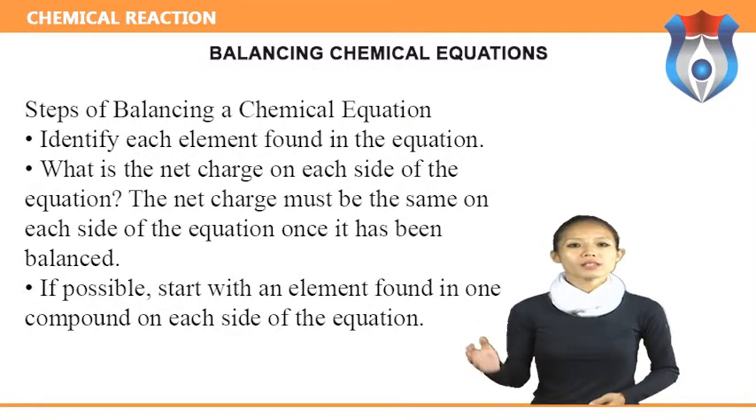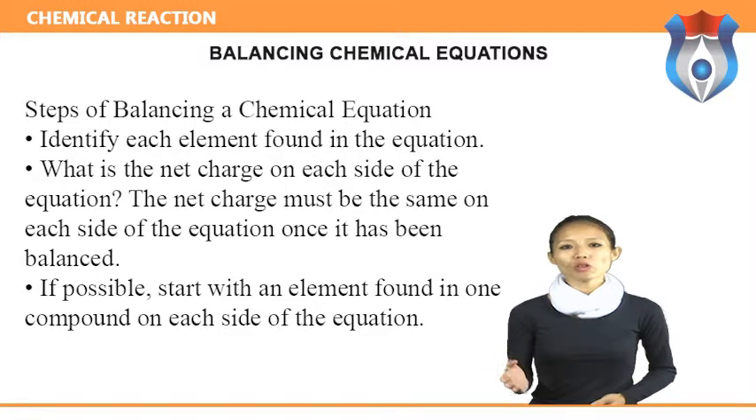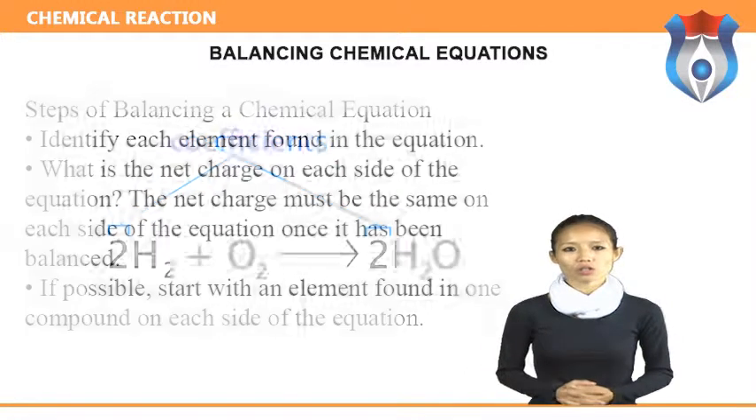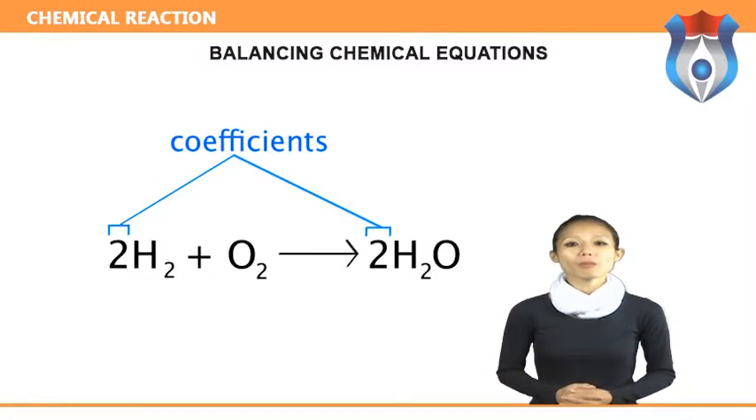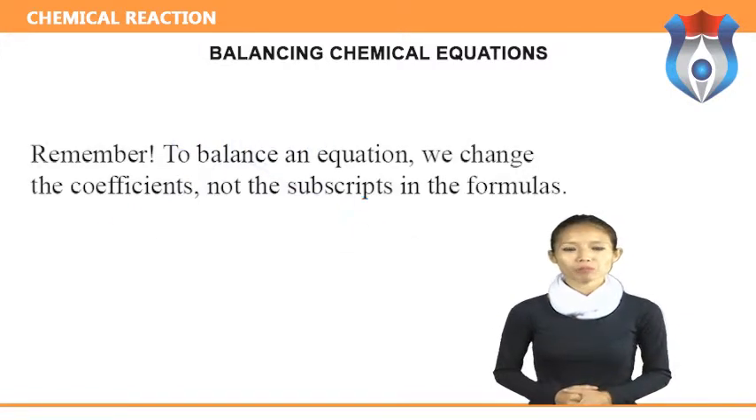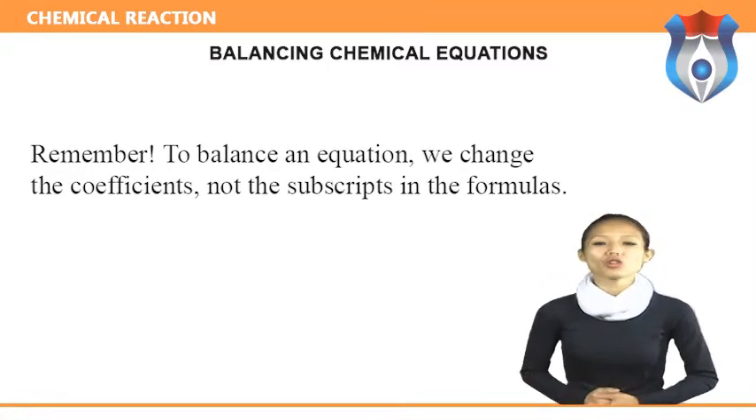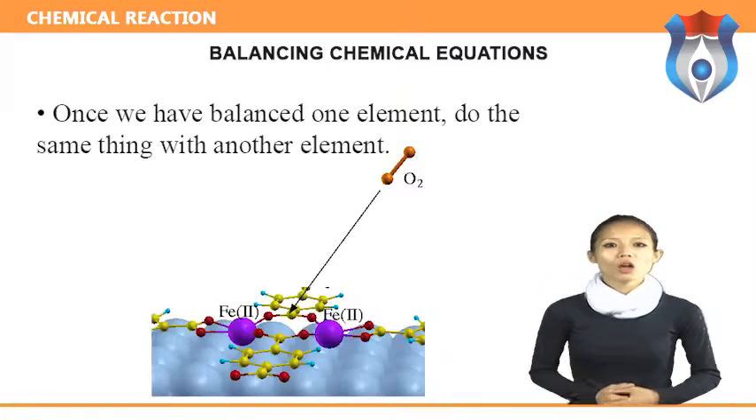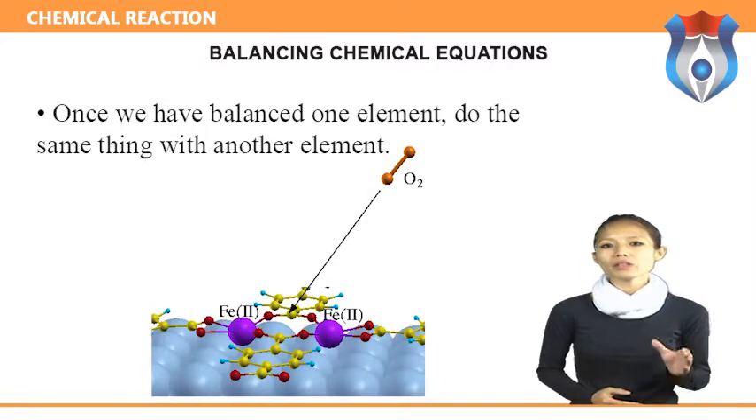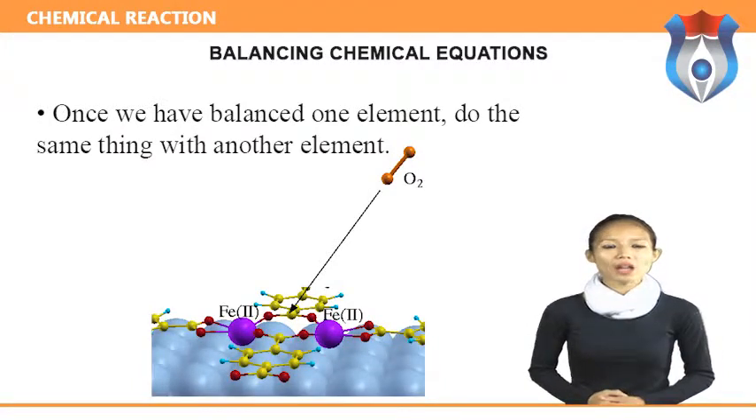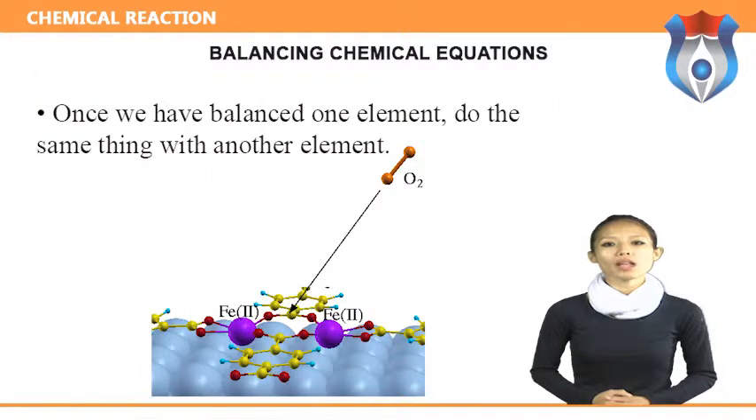If possible, start with an element found in one compound on each side of the equation. Change the coefficient so that the number of atoms of the element is the same on each side of the equation. Remember, to balance an equation, we change the coefficient, not the subscript in the formulas. Once we have balanced one element, do the same thing with another element. Proceed until all elements have been balanced. Check the work to make certain the charge on both sides of the equation is also balanced.